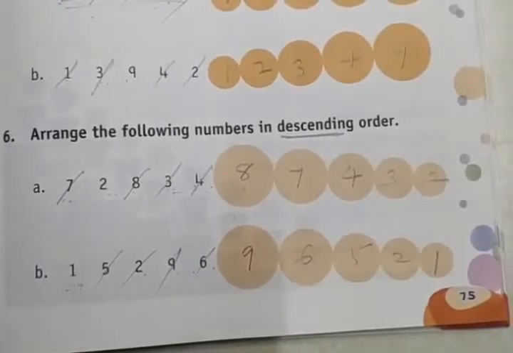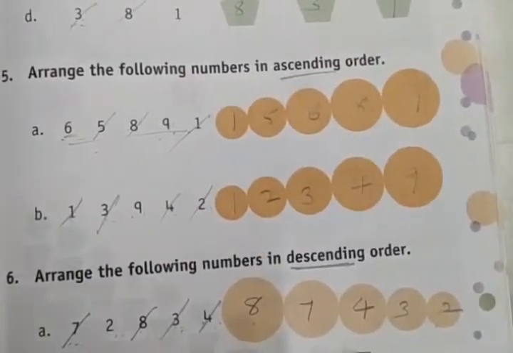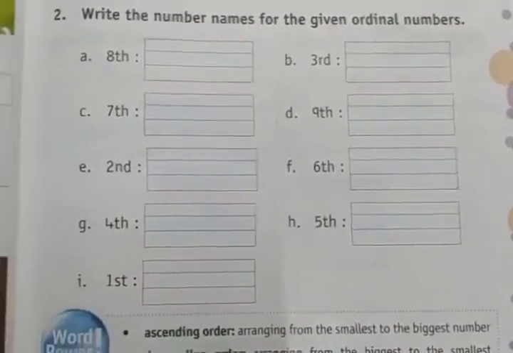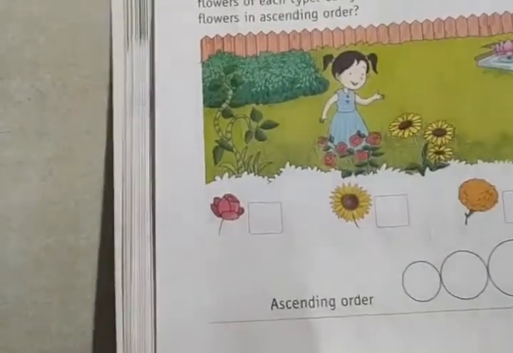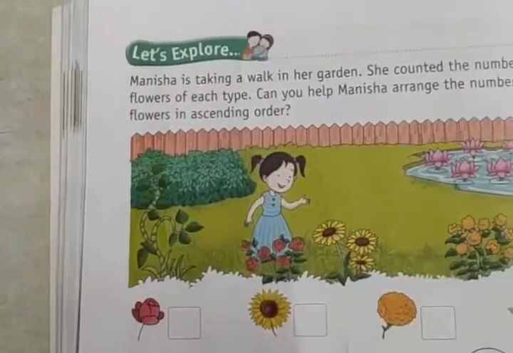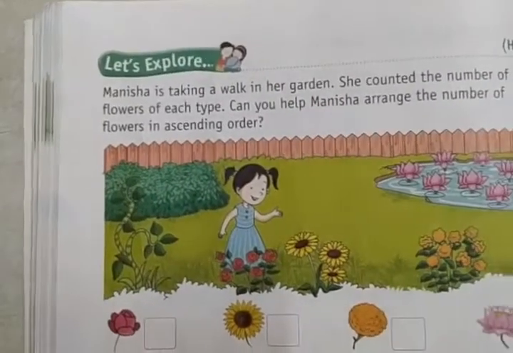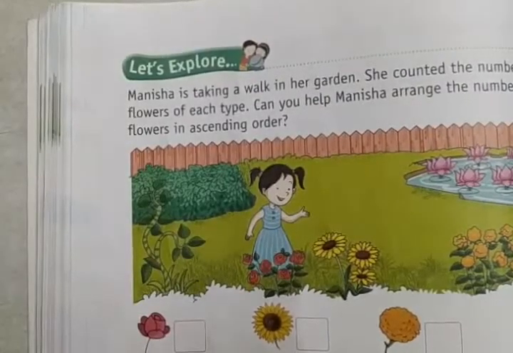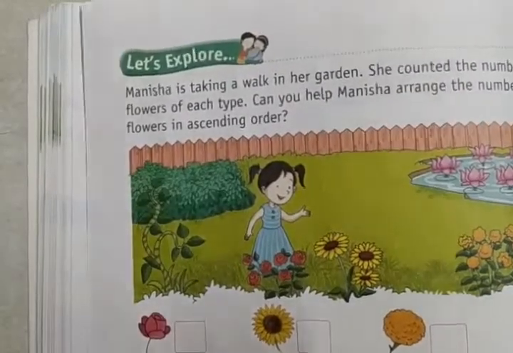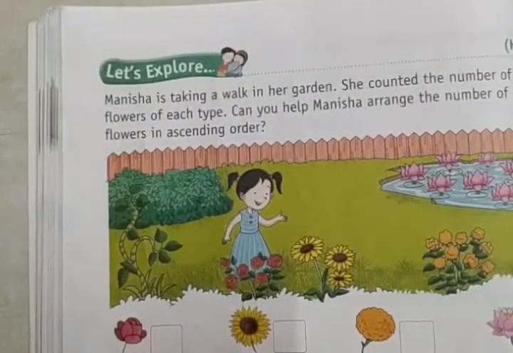This arrangement is called descending order, and the above arrangement is called ascending order. I hope you have understood this concept thoroughly. Smallest number to the biggest number is called ascending order. Biggest number to the smallest number is called descending order. Clear? Let's move on to the next concept.